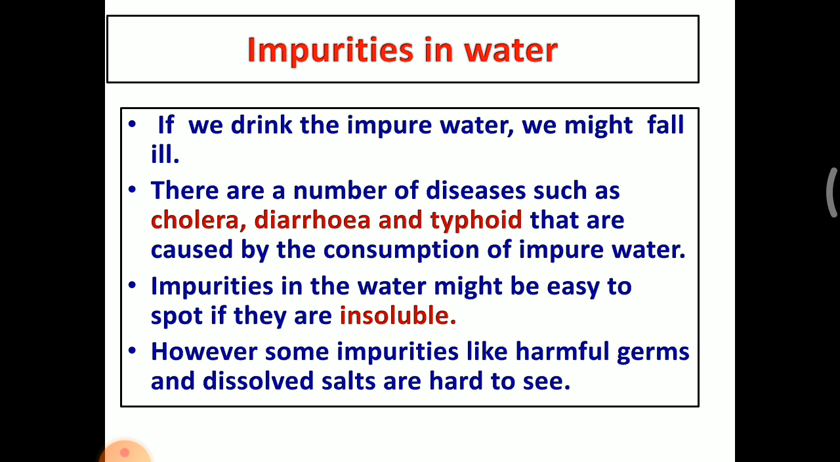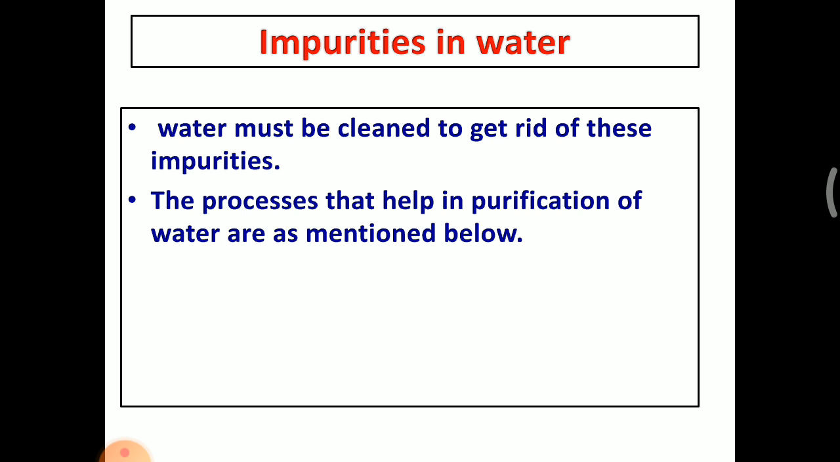However, some impurities like harmful germs and dissolved salt are hard to see. We couldn't see the germs present in the water. So how to identify these germs present in the water, how to remove these germs? Water must be cleaned to get rid of these impurities. The processes that help in purification of water are as mentioned below.